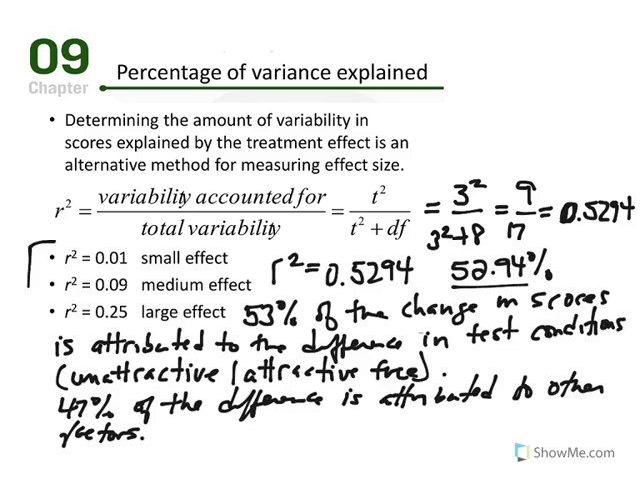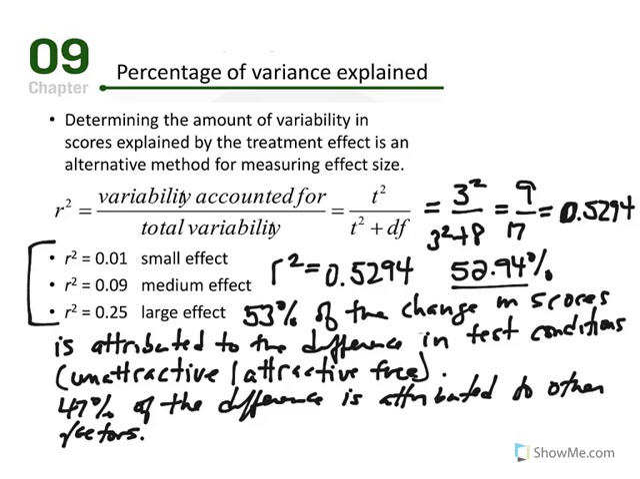Nonetheless, we're given a table, just as we were with the Cohen's d, to determine what would be considered a small effect, medium effect, or large effect. So anything above or at 0.25 or 25% of a change due to treatment or difference in quasi-independent variable conditions is considered a large effect. Sorry, I had a little brain freeze there.